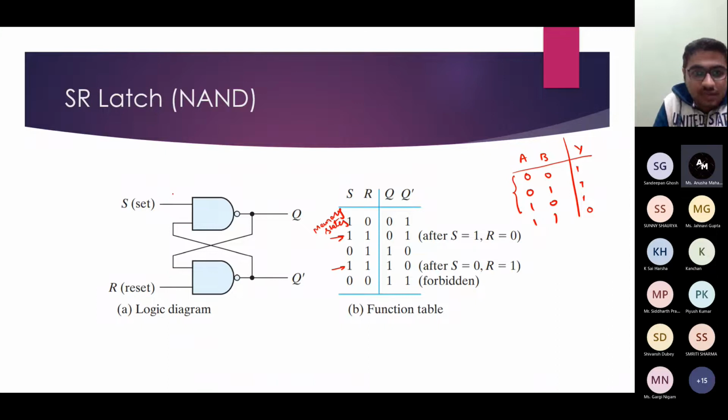Now if you consider 0 and 0, and say your Q is 1 and Q complement is 0, then 0 0 output will be 1, and 1 0 the output is going to be 1 again. But this is again contradictory because Q and Q complement should be complements of each other. That's why this state is called the forbidden state.